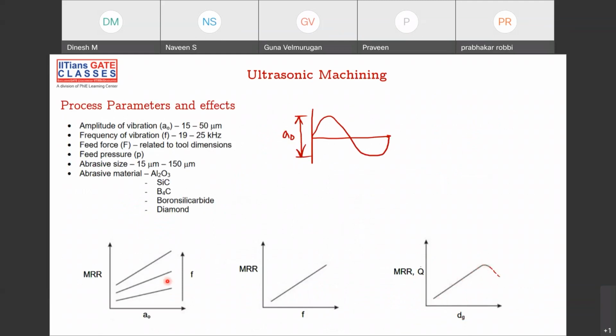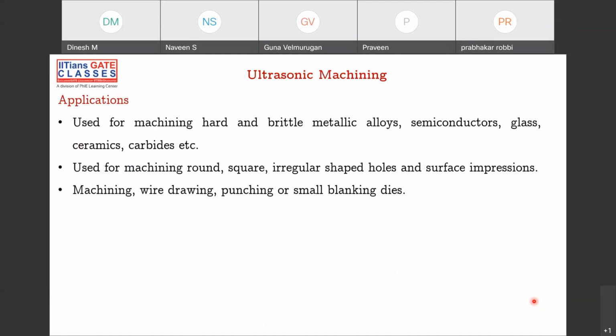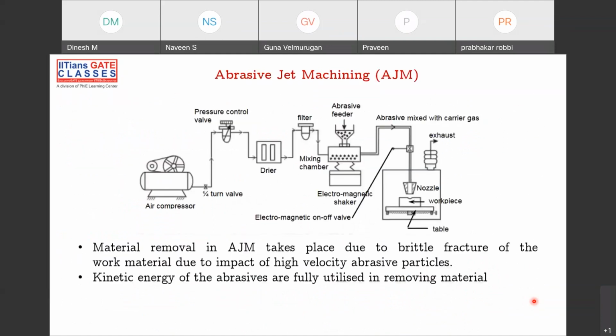Okay, so this can be asked in the exam. They might be showing some plots and asking you to pick the right plot. Okay, fine. This and all, let's not discuss much. Let's discuss abrasive jet machining.